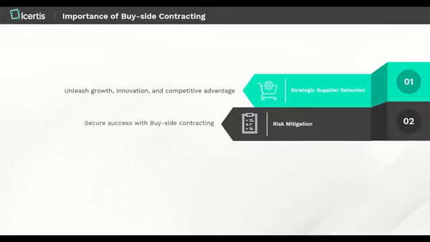When it comes to mitigating risks, with comprehensive contracts and crystal clear expectations, organizations can safeguard themselves against supplier non-compliance, quality issues, or delivery delays. By clearly defining requirements, service levels, and obligations in contracts, you're building a solid foundation for smooth operations and protecting your interests.